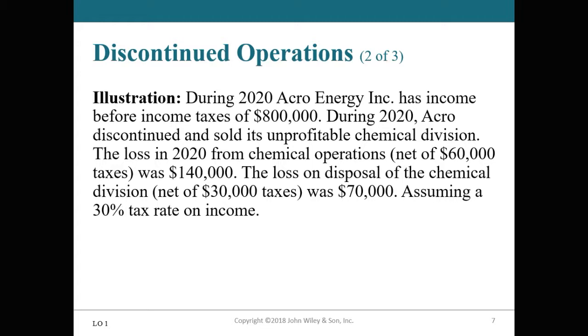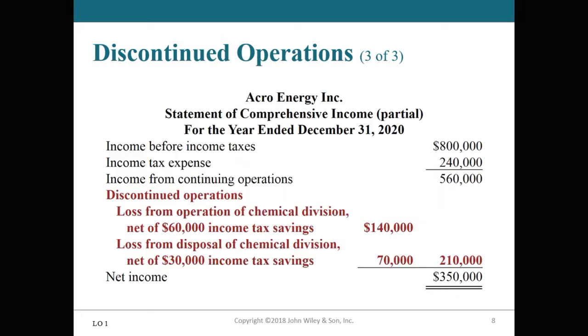So we start by assuming that there is a 30% tax rate on the income. So we have our income before income taxes, our income tax expense, then our income from continuing operations. This right here is where we're saying, based off what we will continue to have going forward, this is the income we generated in this year. Based off discontinued operations, such as the discontinuing of the chemical division, here are some impacts from that in this current year. We had the $140,000 loss, net of $60,000 of income taxes, and a loss on the sale of the actual chemical division of $70,000.